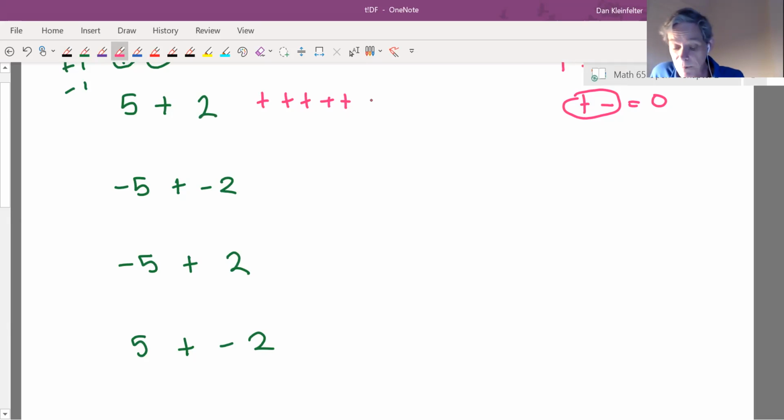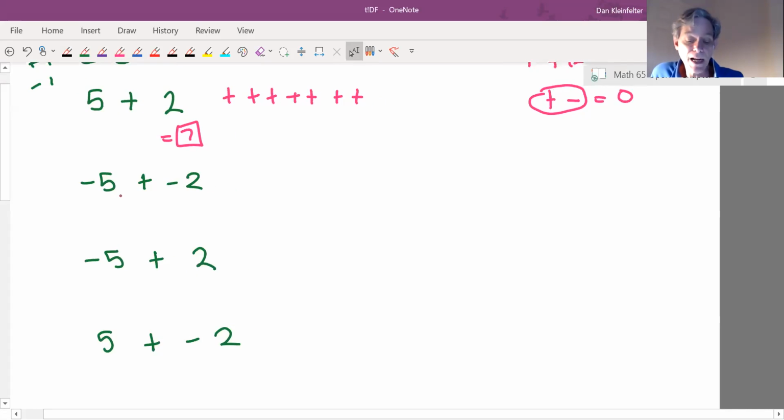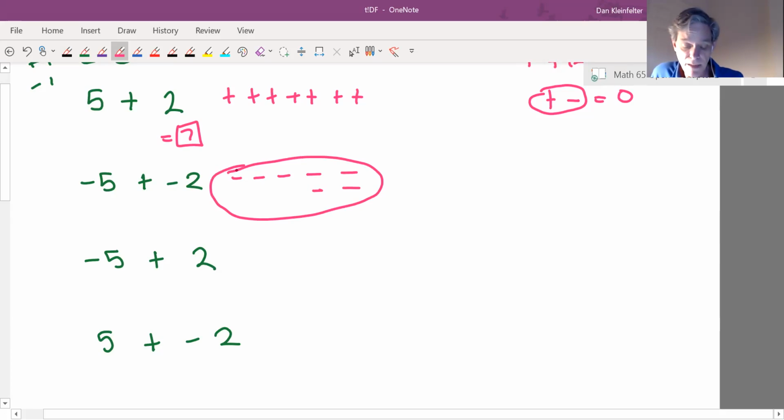That's plus 5, plus another 2 plus signs. Altogether, how many plus signs is that? Okay, I'm sure you thought 7, and you're right. Okay, negative 5 plus negative 2, that would be negative 1, 2, 3, 4, 5 negative signs, and then 2 more negative signs. In all, how many negative signs is it? There are 7 of those negative signs, so negative 7.